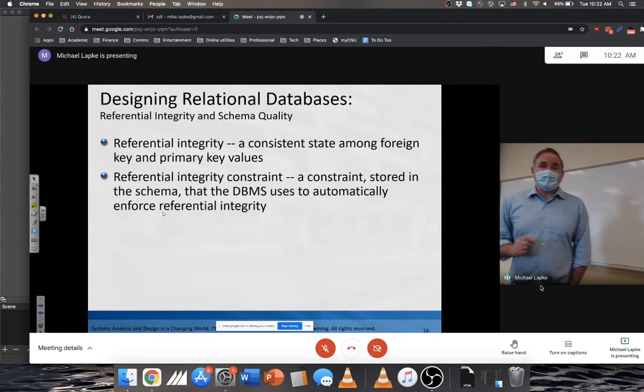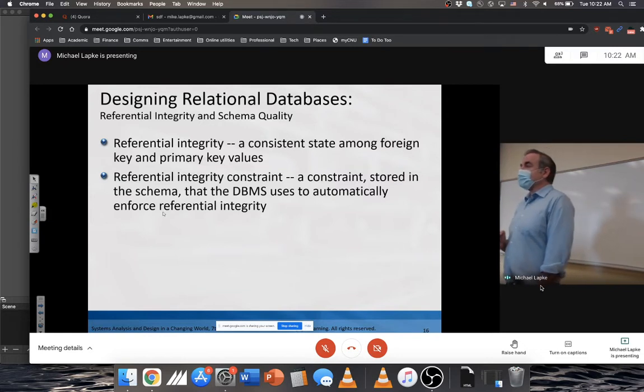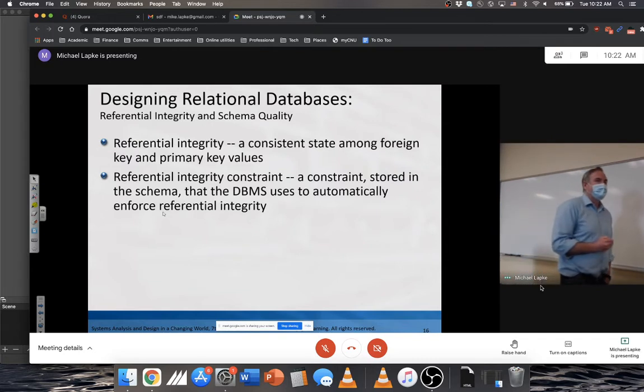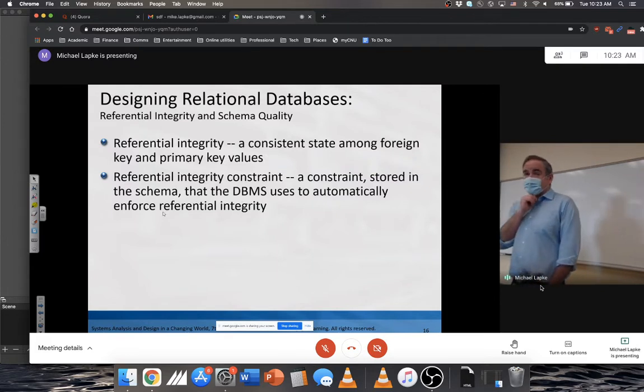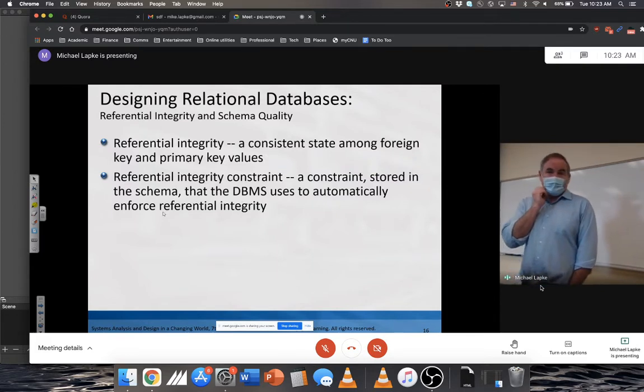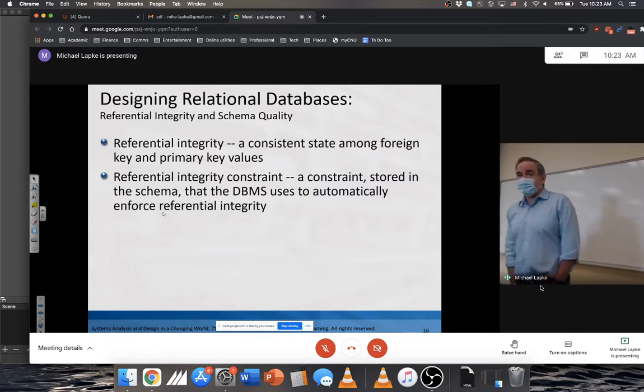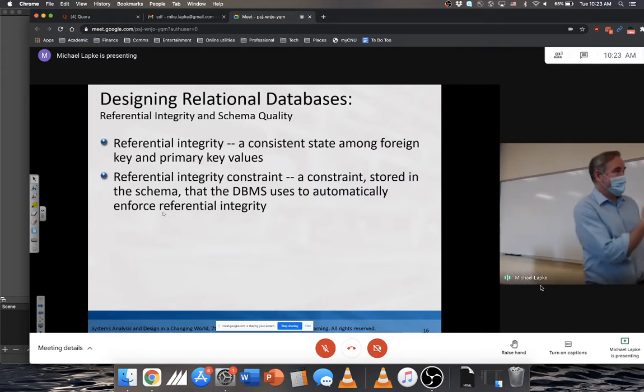Real DBMSs do this for you. They will not let you enter data that violates referential integrity. Access, Microsoft Access, is not a real DBMS. And you talk to anyone that works with Access in the workplace, they will get very salty with you if you say that. They take it personally. They'll say, I work with a real DBMS, I work with Access. Access allows you to violate referential integrity, so no, you really don't.